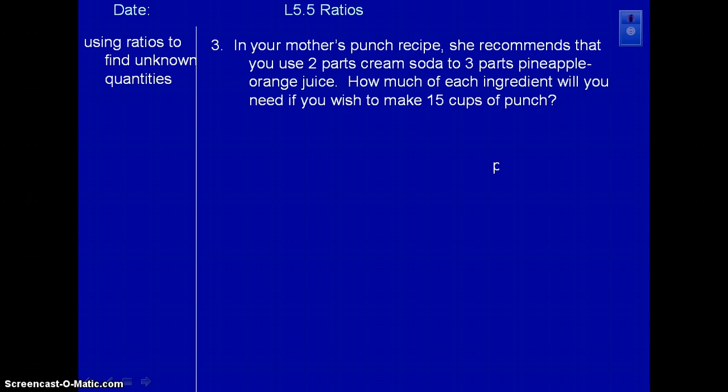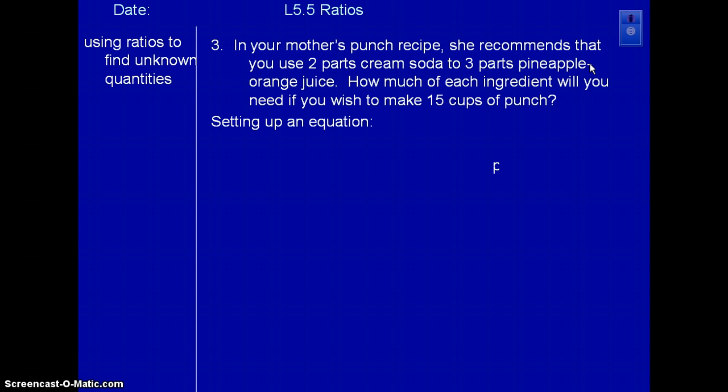How much of each ingredient will you need if you wish to make 15 cups of punch? So again, what this means is 2 parts of cream soda to 3 parts of pineapple juice. So if I put in 2 cups of cream soda, I would put in 3 cups of pineapple orange juice. The size of the part depends on how much punch you'd like to make.